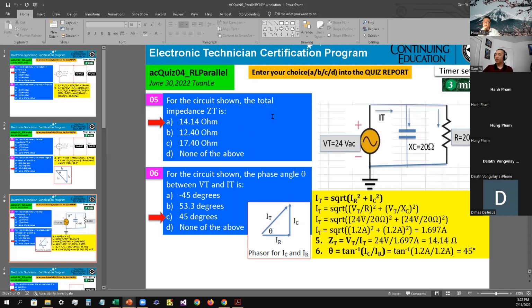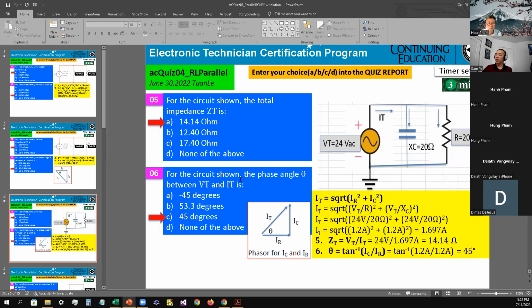Okay, number 5, for the circuit shown, the total impedance ZT is, okay, the answer is A as in apple, 14.14 ohms. So you do the calculation: ZT is VT divided by IT. The first thing I did was calculate IT, which comes out to 1.697 amps. So now VT is 24 divided by 1.697 amps. That yields 14.14 ohms. So A as in apple for number 5.